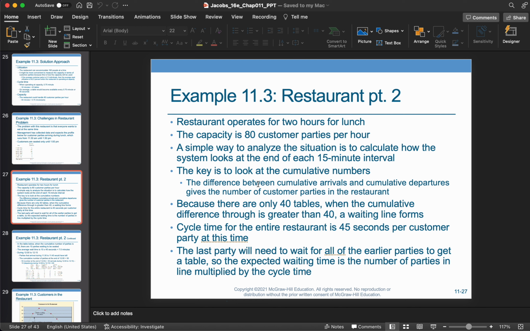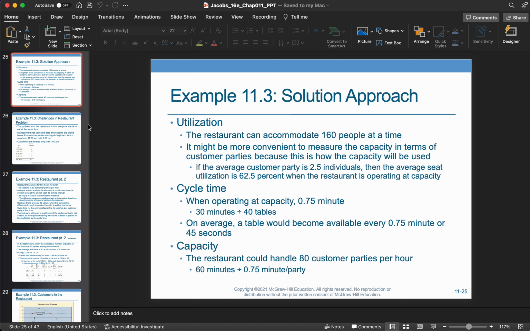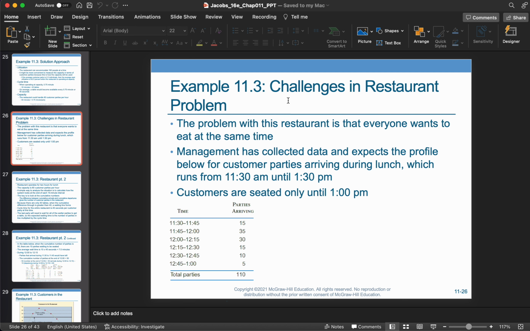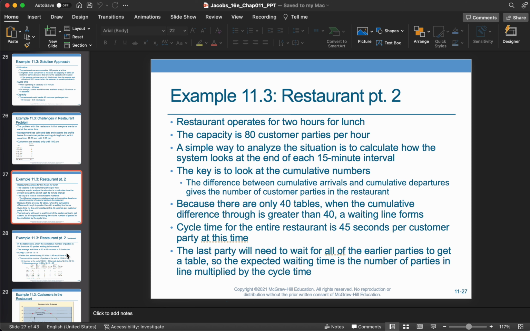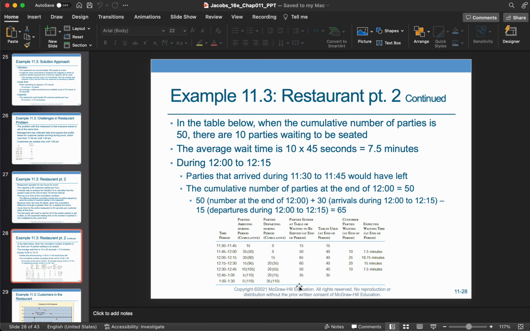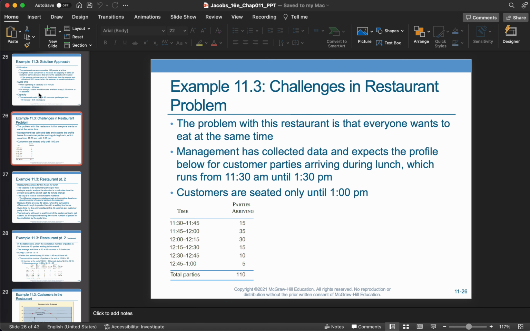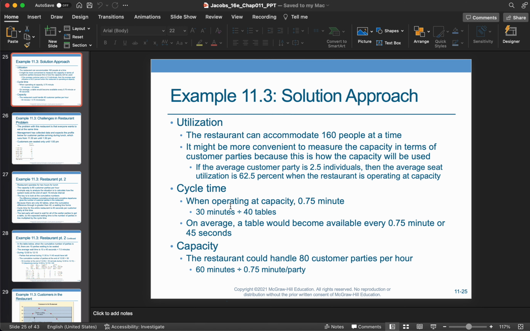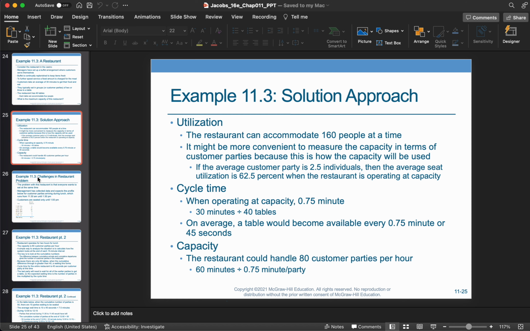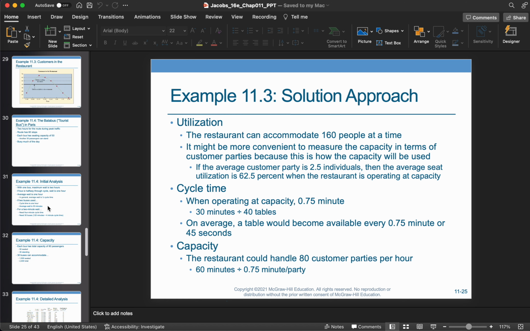So the capacity is 80 customer parties per hour, given the data that we have right now, and with this, based upon the parties that are arriving, we can calculate what's going on. We can do a lot more if we end up doing discrete event Monte Carlo simulations later on. But right now, this is a simple example of how you can analyze a process and calculate the capacity of a process, right?